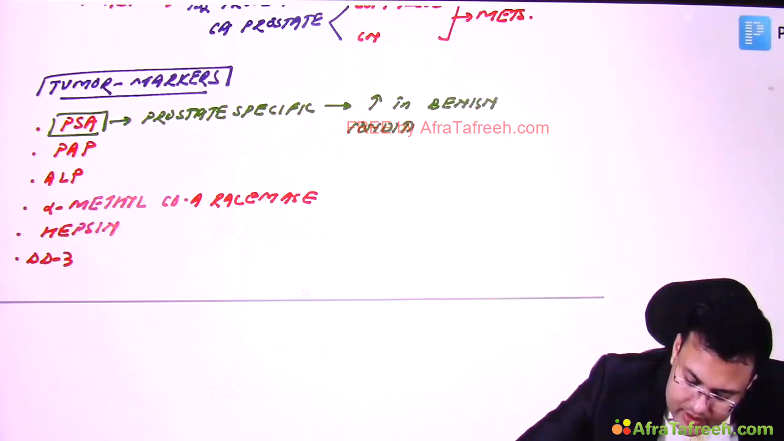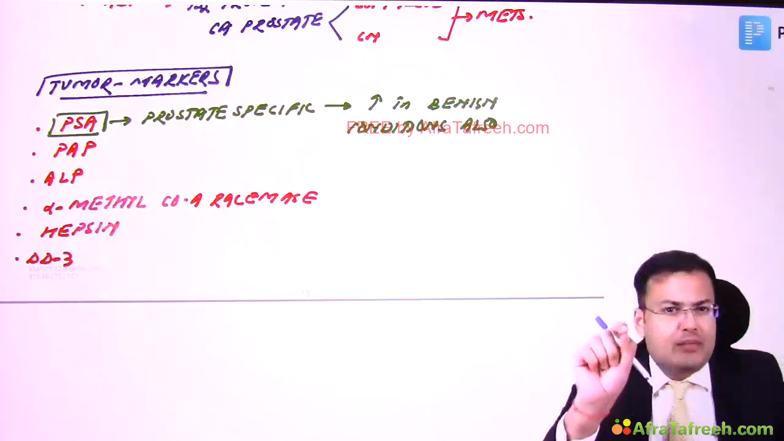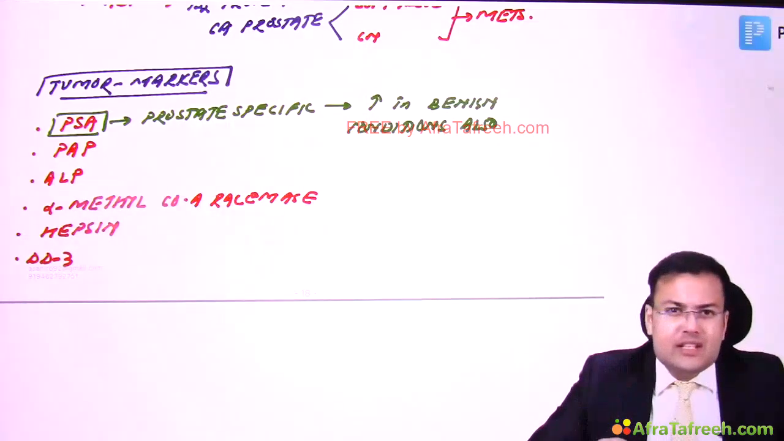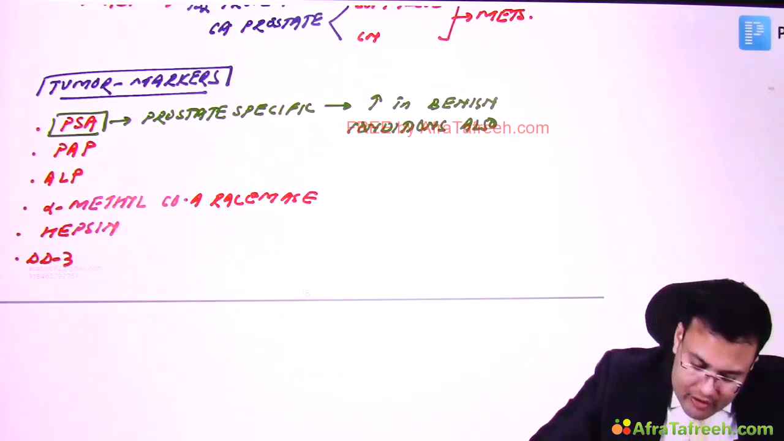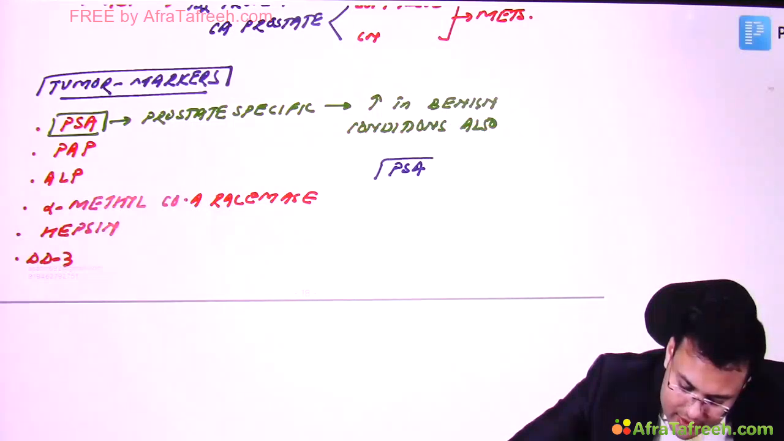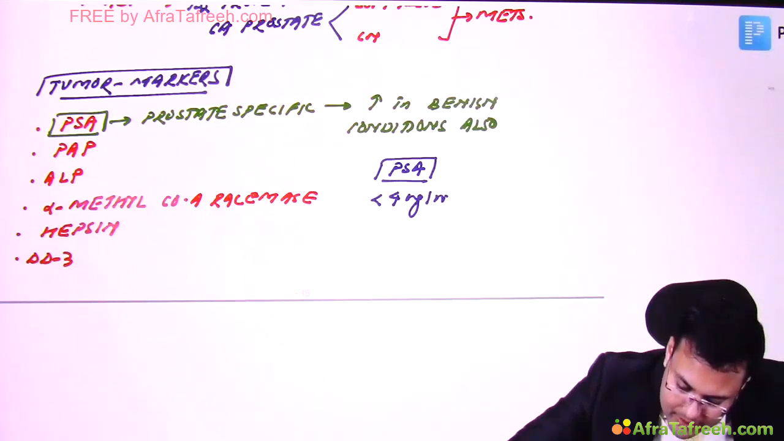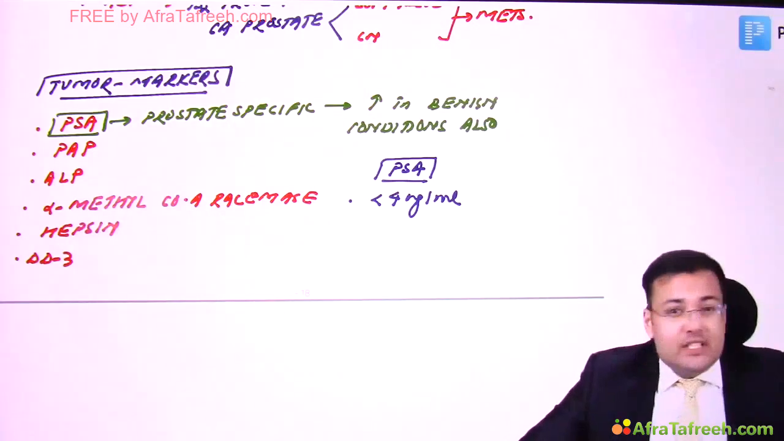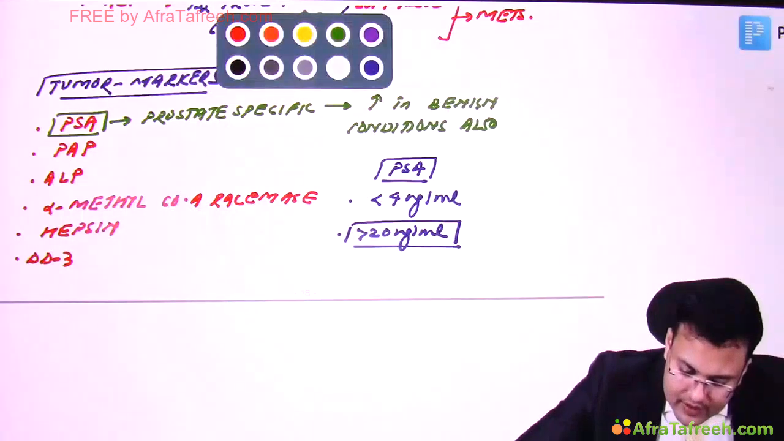Benign conditions also means you perform digital rectal examination, it is raised. You perform catheterization, it is raised. You perform prostatic massage, it is raised. In bacterial prostatitis, it is raised. Clear? Simultaneously, it will be raised in carcinoma also. What is the normal value of PSA? The normal value of PSA is less than 4 nanogram per ml. Then which value is diagnostic of carcinoma prostate? If it is more than 20 nanogram per ml, this is diagnostic of carcinoma prostate.